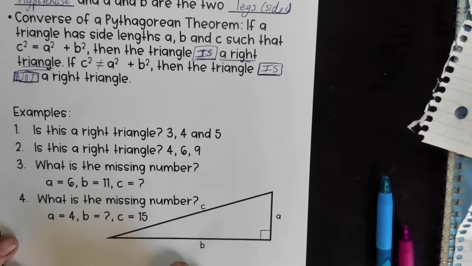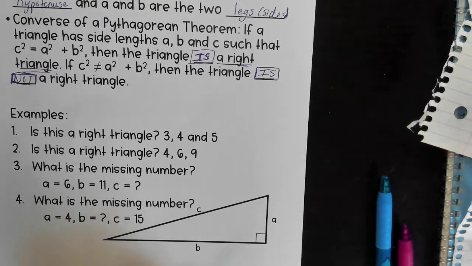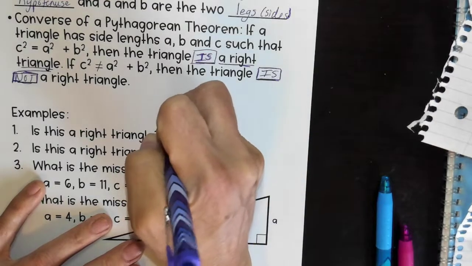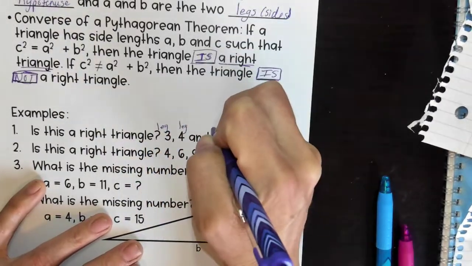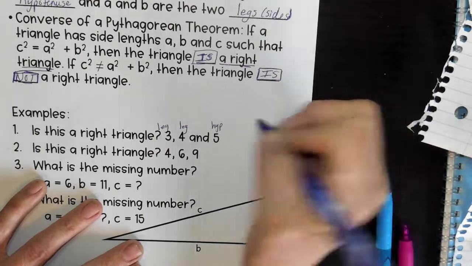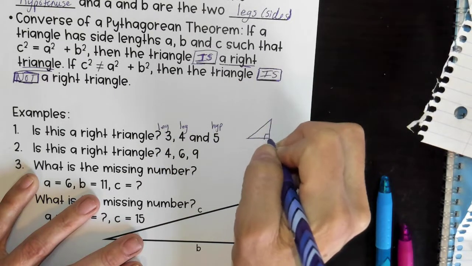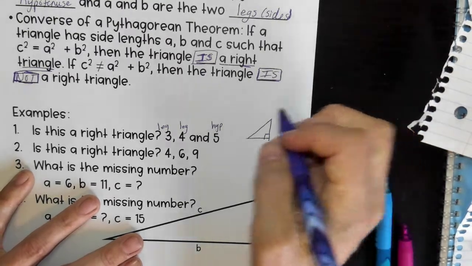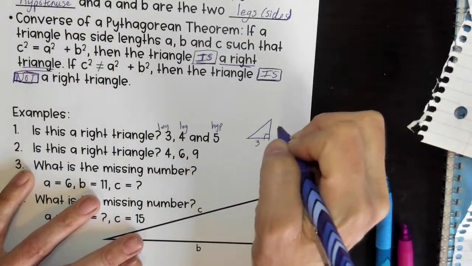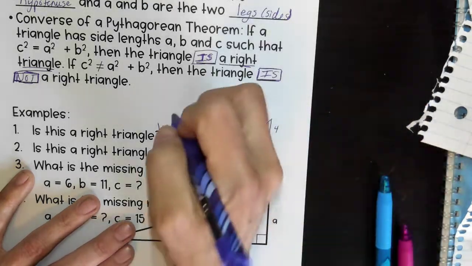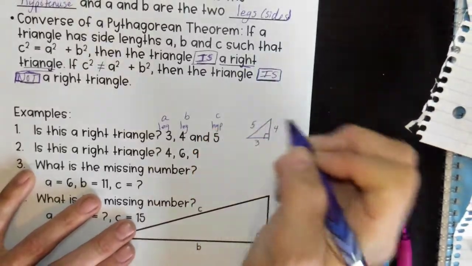Okay, so examples. Is this a right triangle? 3, 4, and 5. Now you have to be careful when you do this. Remember, I said in the picture that the legs are the smallest sides. So this one's a leg and this one's a leg. That means the 5 has to be the hypotenuse. Okay, I like to draw a picture. I'm going to put a right angle in here. Okay, and the legs are the ones that form the right angle, and the hypotenuse is the longest side. So this is your A, this is your B, this is your C.